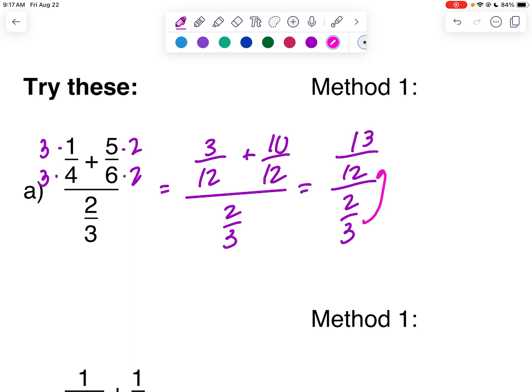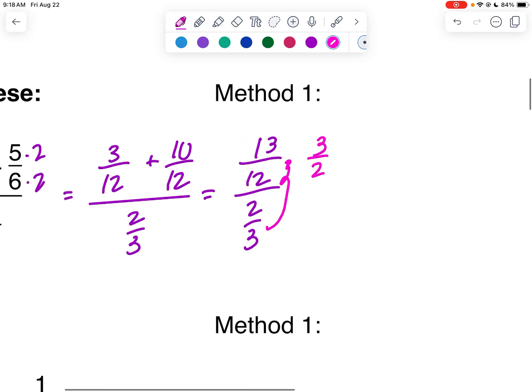Fraction divided by a fraction. I'm going to multiply it by the reciprocal. And things go ahead and reduce. All right, so we get 13 over 8. Done.